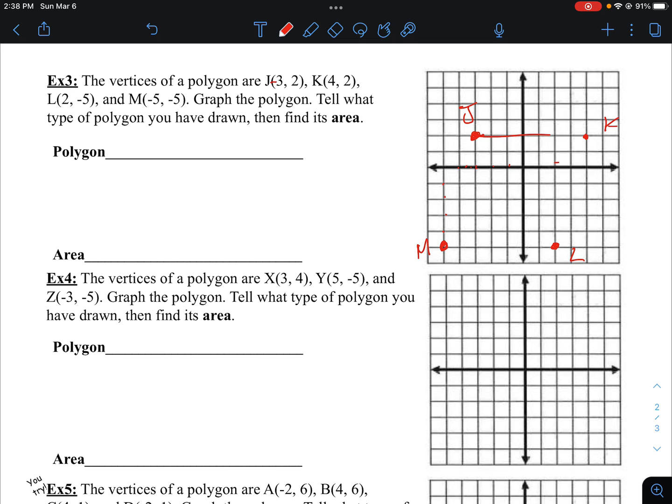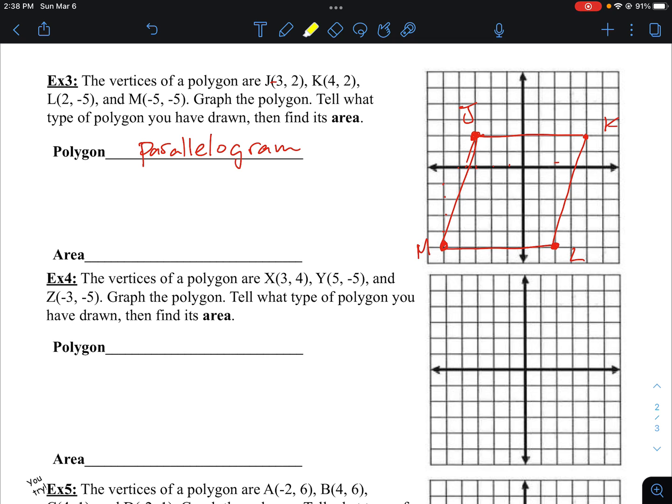So if I go from J to K, it looks like that. K to L looks like this. L to M right here. M back to the beginning looks like that. So what kind of shape do we have? We have a parallelogram. And now we need to find its area.